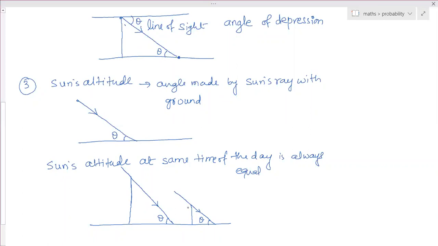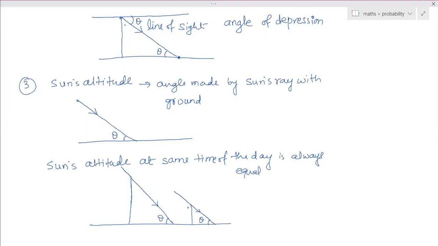Ma'am, yes. So these angles will be equal only if all the rays fall at the same time together. Yes, only at the same time of the day. You can't think that one light ray is coming at 10 o'clock and another one is reaching in the afternoon at 3 o'clock. The angle will not be the same.